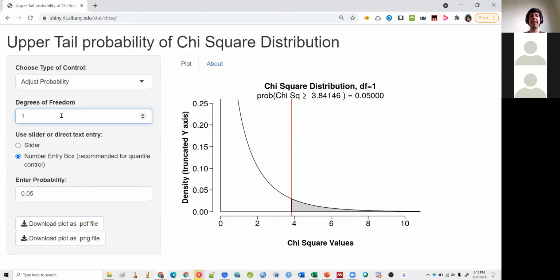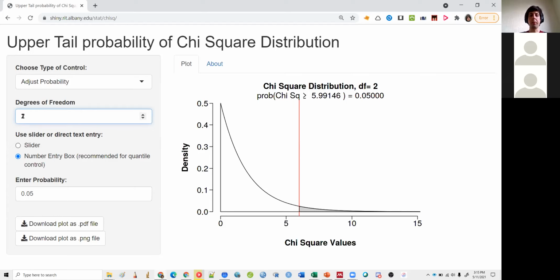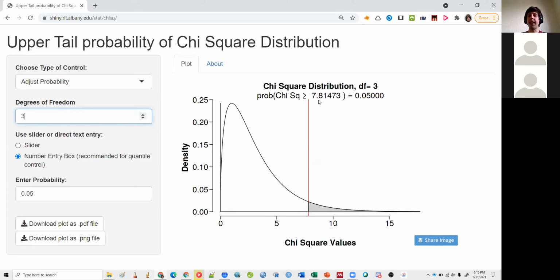Just think about it in your head, but let's try going from 1 degree of freedom to 2. When we were at 1, the cutoff was 3.84, and now with 2 degrees of freedom, the cutoff is 5.99. And as you know, when you increase the cutoff score, it becomes more difficult to reject the null hypothesis. If you increase the degrees of freedom from 2 to 3, it goes from 5.99 to 7.81. We'll explain why this happens in just a second.